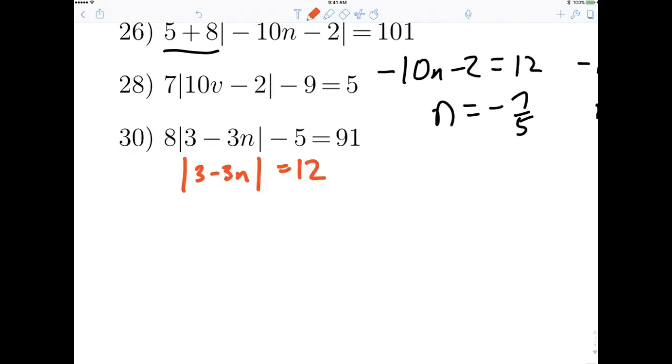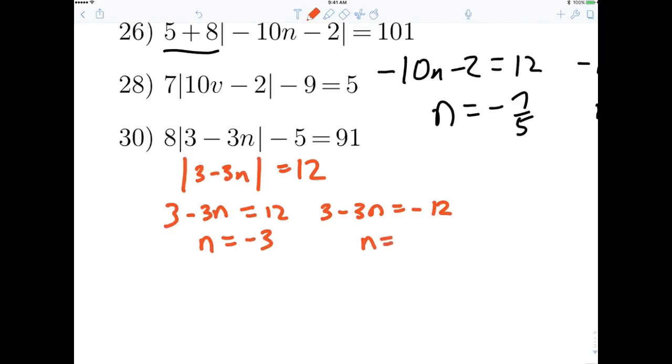Right? So now you can say 3 minus 3n equals 12, and 3 minus 3n equals negative 12. So n equals, again, good mental math there, negative 3, and over here, n equals 5. See what I messed up. James, Oh, I really don't. Sandra. I didn't get -3 or 5.